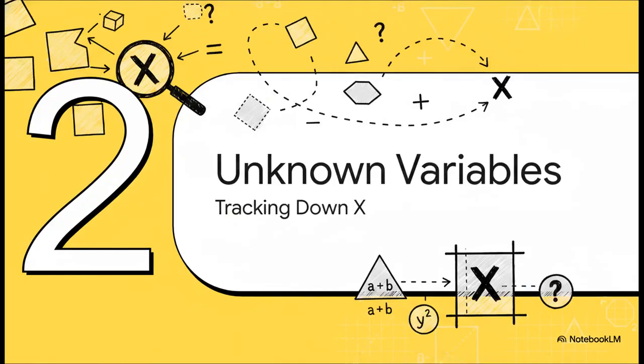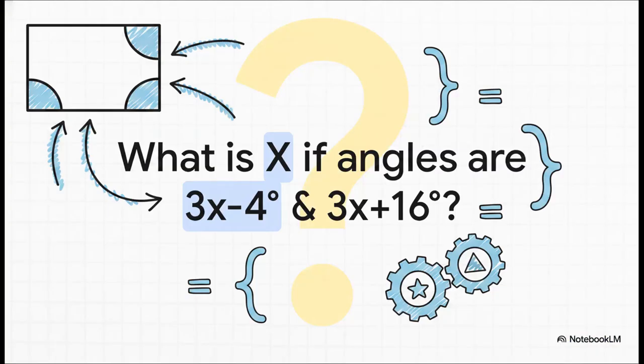All right, moving right along to section 2, solving unknown variables. Or, as I like to think of it, tracking down x. Let's transition to the next level of complexity here. We don't have nice, neat numbers anymore. Instead, let's say we're told 2 adjacent angles in a parallelogram are 3x minus 4 degrees and 3x plus 16 degrees. Okay, it looks kind of intimidating, right?